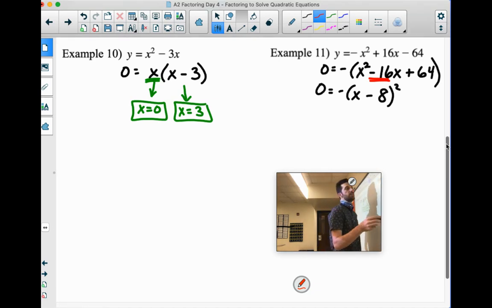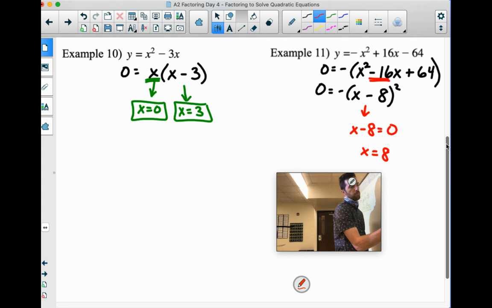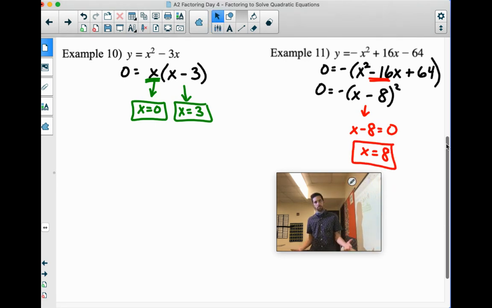So we only need to set up one equation, the x minus 8 equals 0, which we then just add 8 to, and you get x equals positive 8. There's only one answer, because if there were two sets of parentheses, it would be x minus 8, x minus 8. They both come out to positive 8.